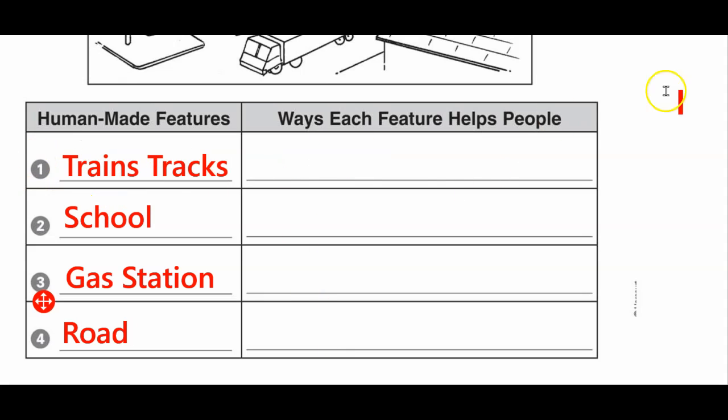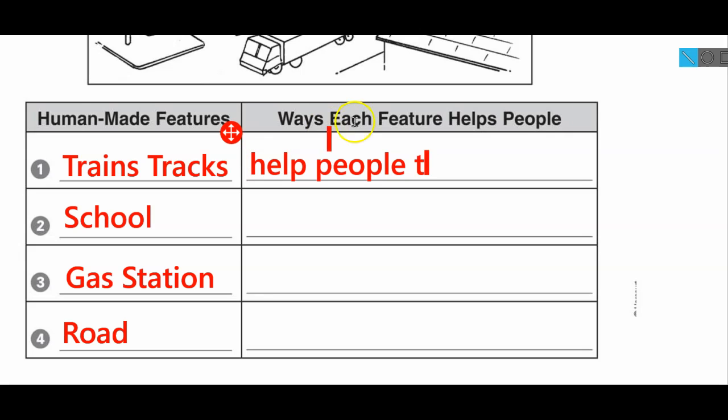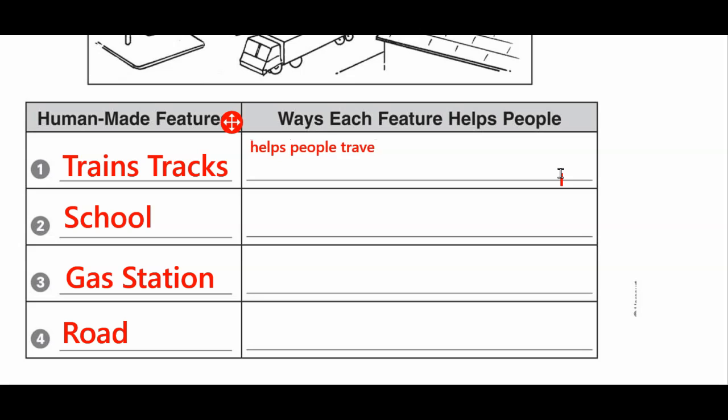Okay. How does the train tracks help people? Aiden? Sorry, JD? Okay. So train tracks help people. Hold on. It helps people travel from one place to another, right?